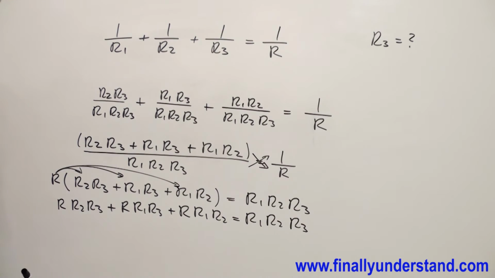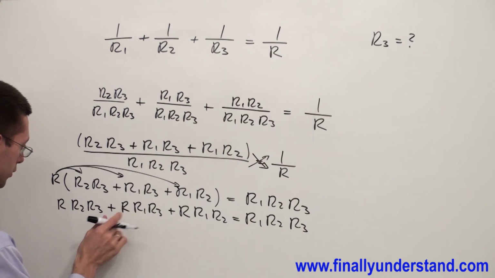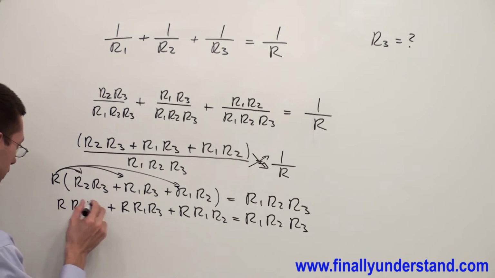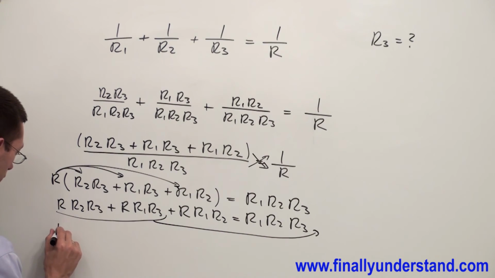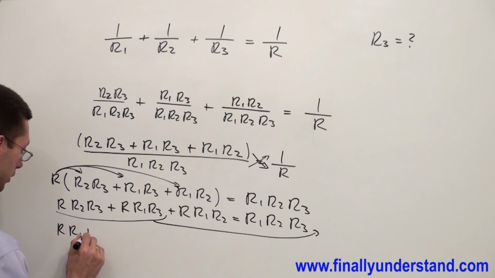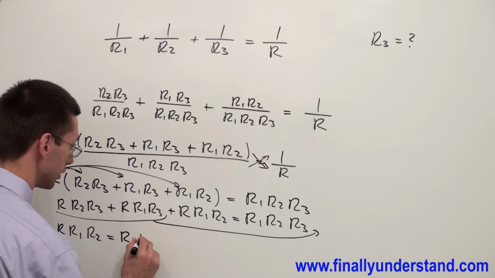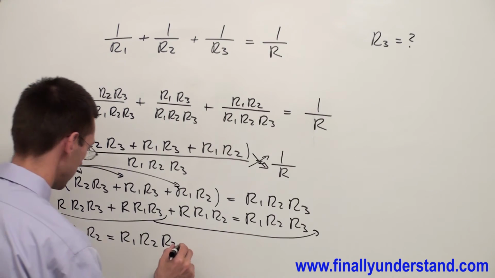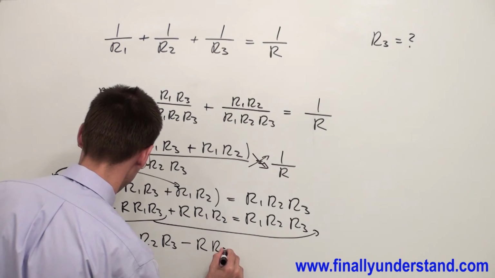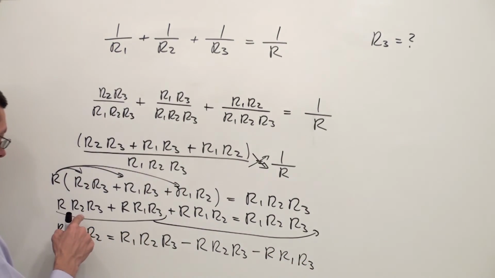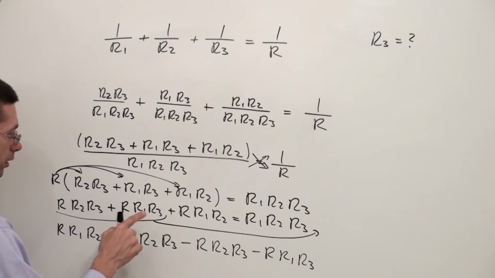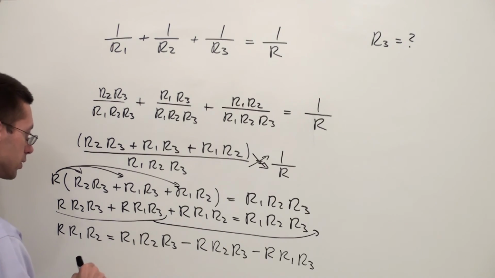Next, I have to collect all R3 terms on one side. In order to save some work, I'm going to copy these two terms because they have R3 to the right side. I'm going to take these two, and I'm going to move them to the right. So I'm going to have R, I have to copy this term down, R R1 R2 equals R1 R2 R3 minus R R2 R3 minus R R1 R3. Let me remind you that anytime you move any term from one side to the other, when at least one of the other terms stays at the original position, you have to change the sign, always.